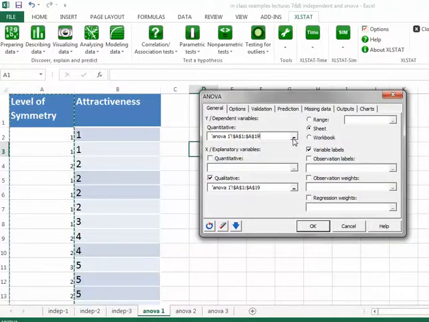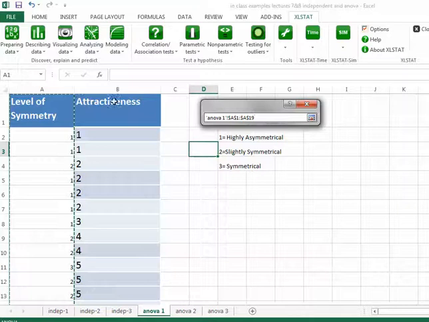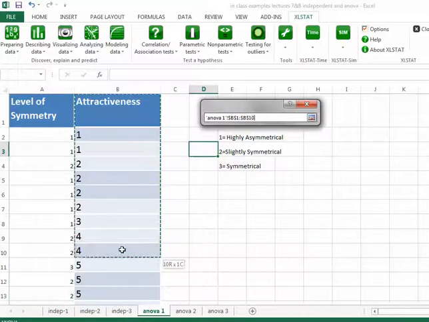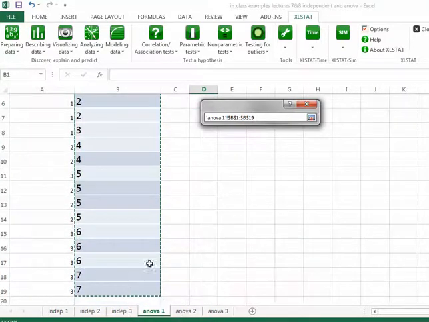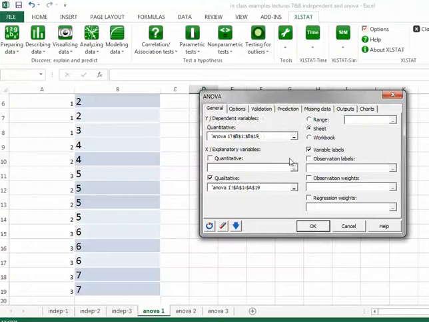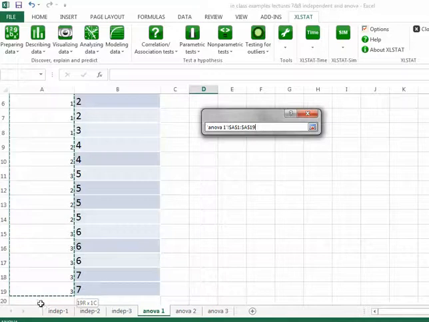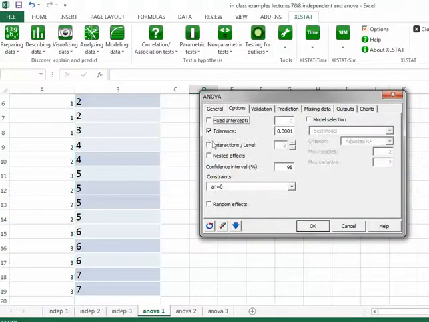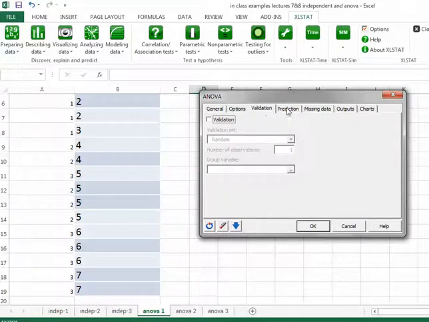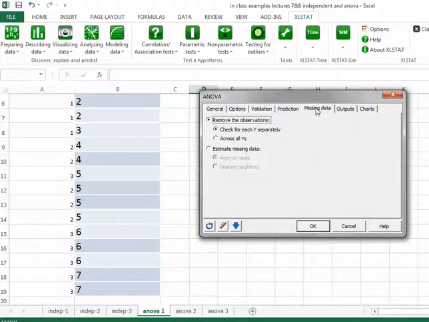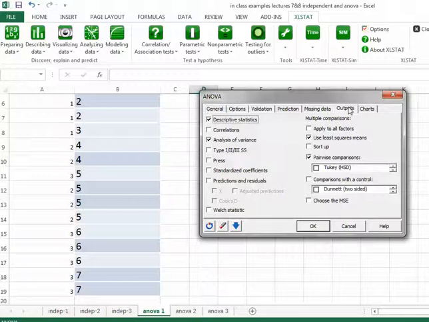Okay, so here we're going to pick the quantitative variable for our dependent variable, okay, and that's going to be level of attractiveness. And then we have a qualitative independent variable, which is level of symmetry. Okay, and I'm just going to select all of that. Okay, all we need here is just a tolerance, validation, don't worry about it, prediction, we don't want that. We don't have missing data.